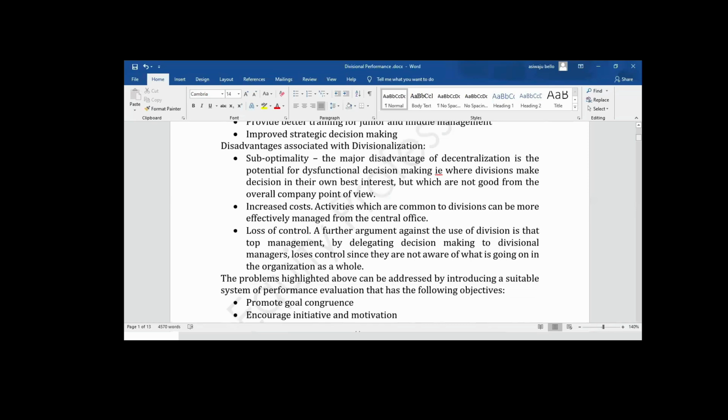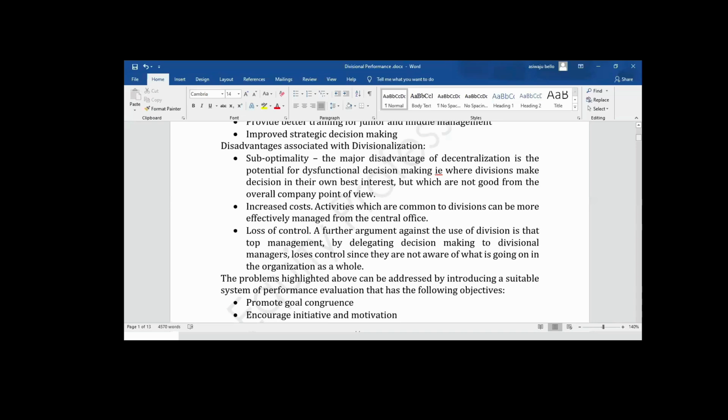Now the next point, increased cost. Divisional structure or divisionalization can lead to an increase in the overhead cost of the company as a whole. This is because common functions or common activities are duplicated at division level. Activities that are common to divisions can be more effectively managed from the central head office. Let's explain that briefly.